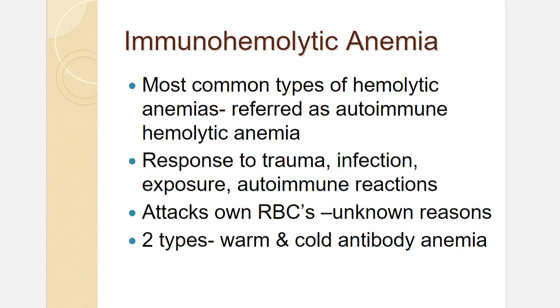And if you go back and recall some of your antibodies from when you took anatomy and physiology, if you think about the 5 main antibodies, IgA, IgD, IgE, IgG, and IgM, this one, especially the warm antibody anemia, is usually associated with IgG antibody excess.